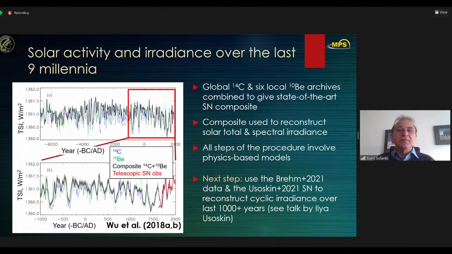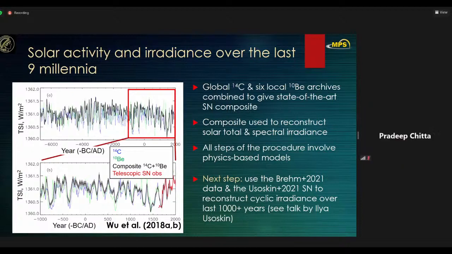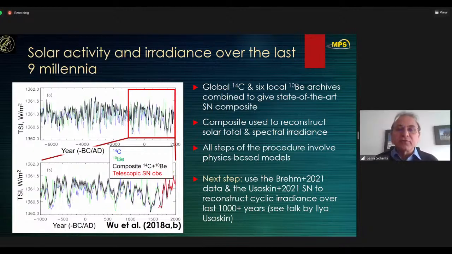And if I still have a minute, just the very long term. Ilya Usoskin in his talk very nicely showed the reconstruction of activity of sunspots based on global carbon-14 or on local beryllium-10 archives. You can then use those sunspot numbers to reconstruct cycle-averaged irradiance. Okay, at the moment, only cycle-averaged irradiance on these very long timescales.